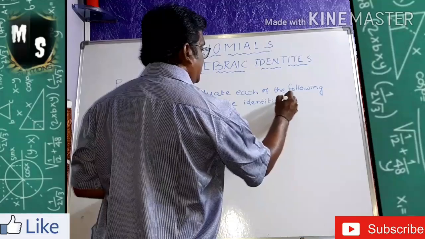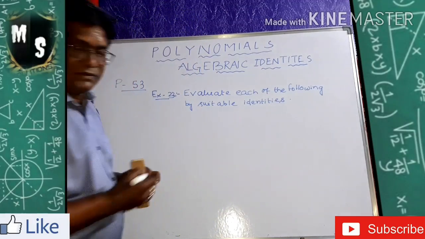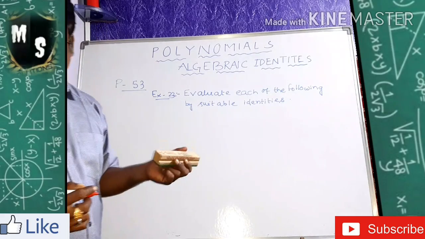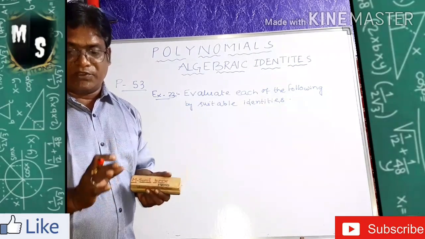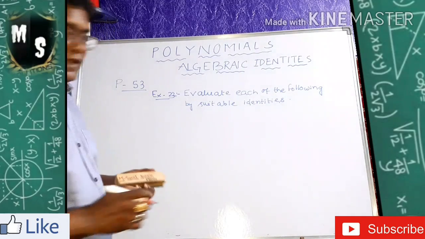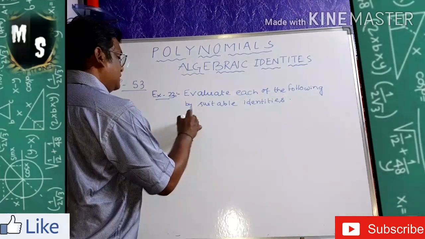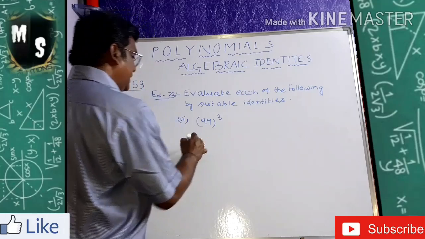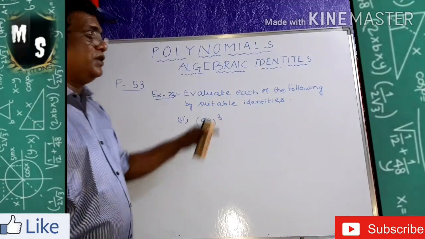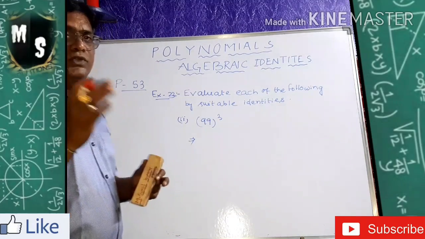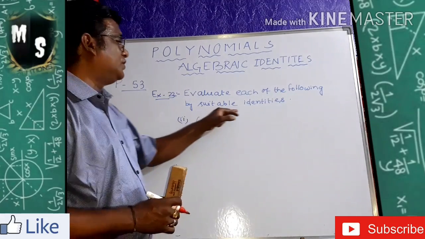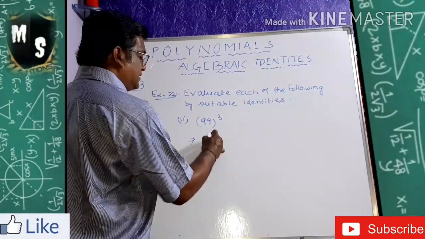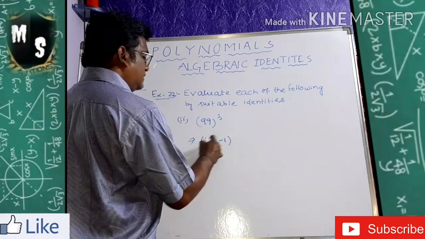Now let's see how I am doing it. There are 2 bits for you, and I am doing 1 bit. Last time I did a plus b whole cube, now I am doing a minus b whole cube. Bit 2 is 99 whole cube. Multiplying 99 three times is too long and difficult, but if I use suitable identities, I can do it nicely. My easiest way is 100 minus 1, so 100 minus 1 whole cube.